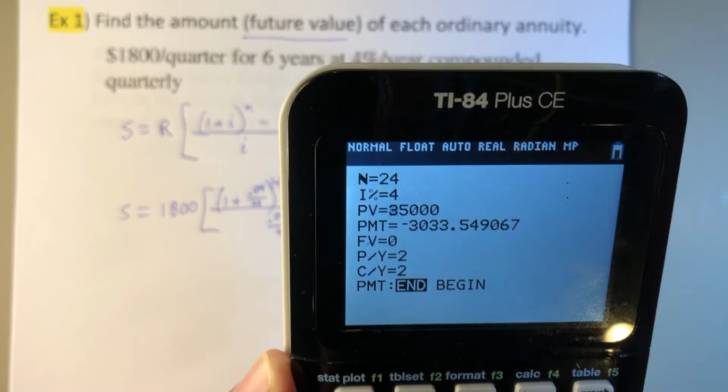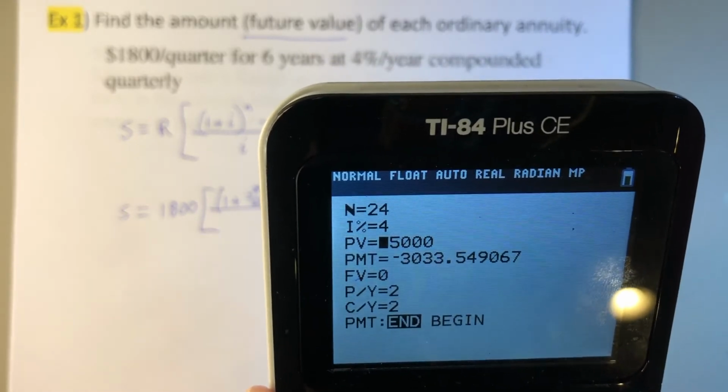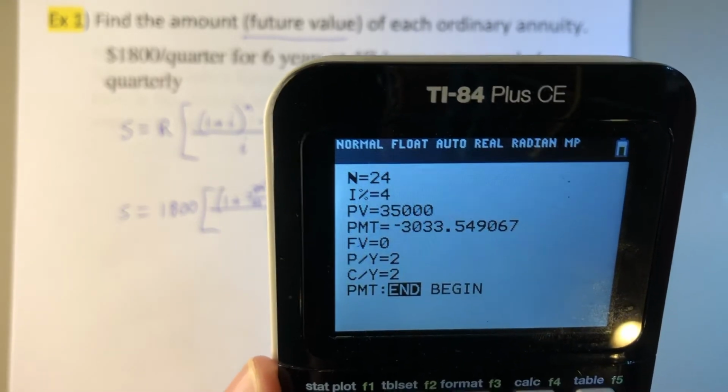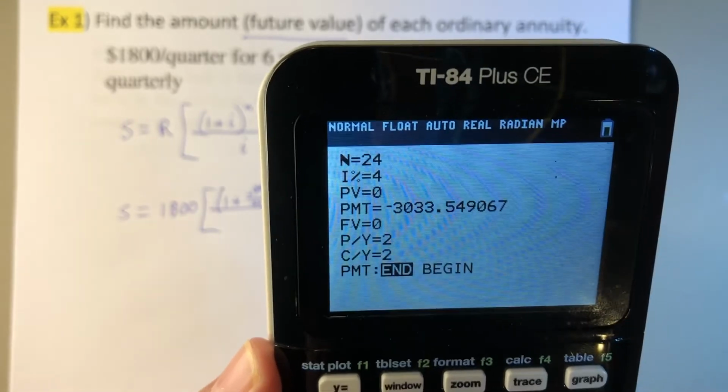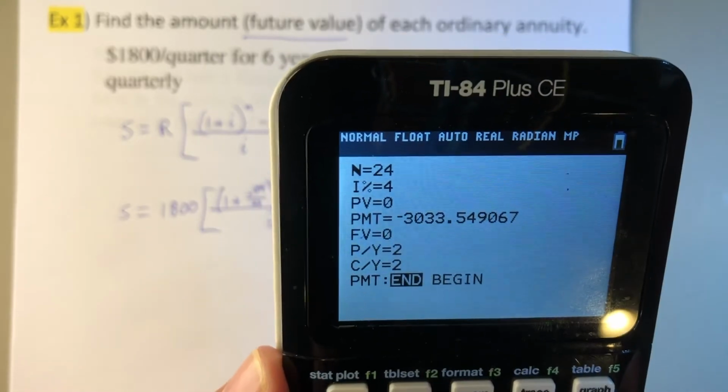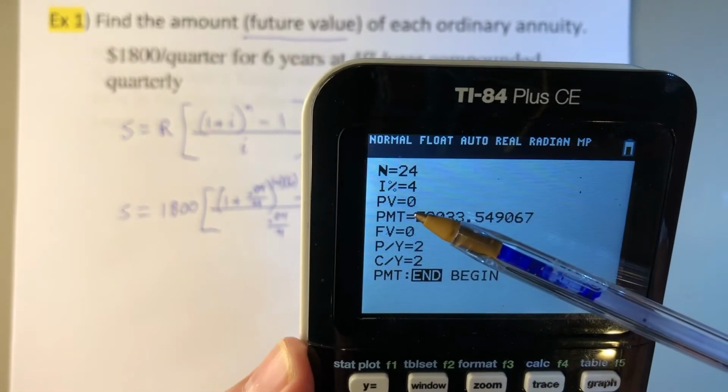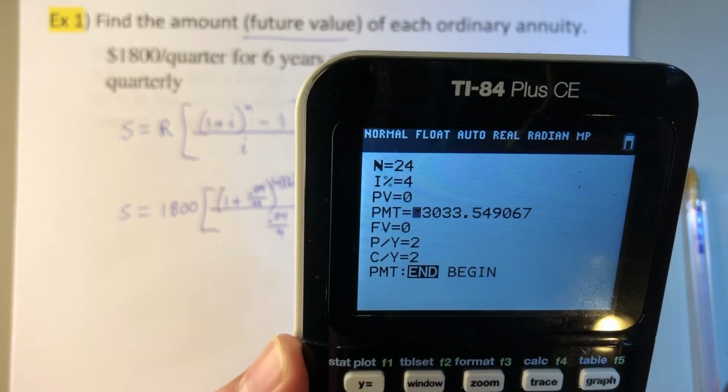So 4%. Is this a present value or future value problem? Well, we haven't even talked about present value yet. So this is going to be 0 because we're not looking at a present value problem yet. We're looking at future value.